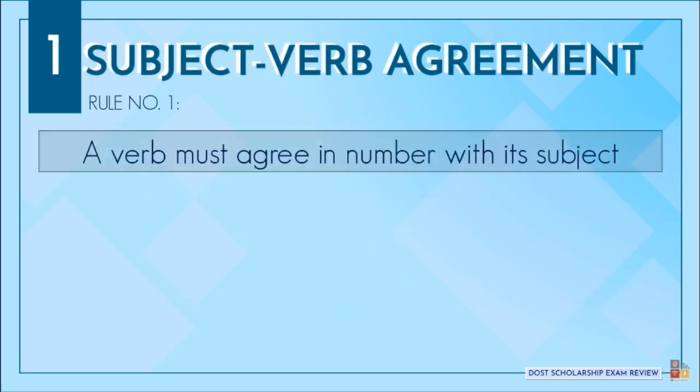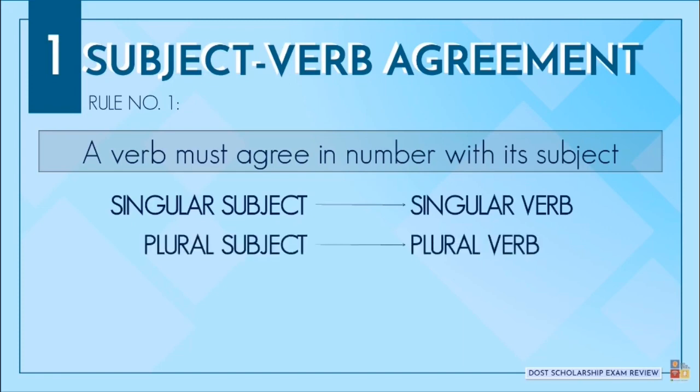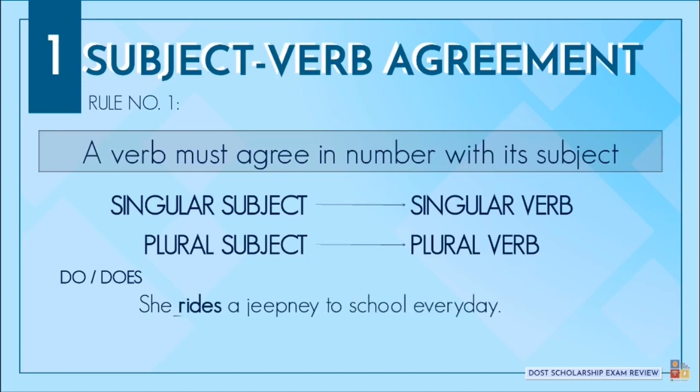A verb must agree in number with its subject. Okay, a singular subject takes a singular verb, while a plural subject takes a plural verb. This is in do or does form, meaning if it is singular, s is added at the end of the verb. For example, she rides a jeepney to school every day.